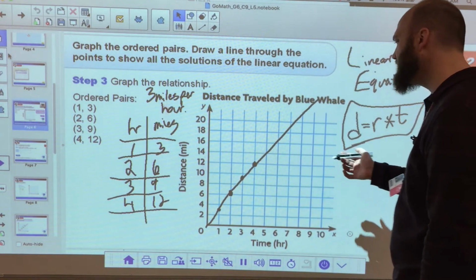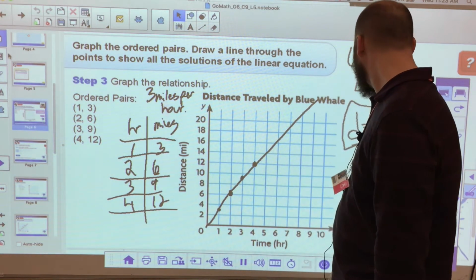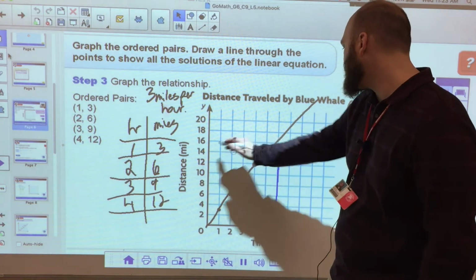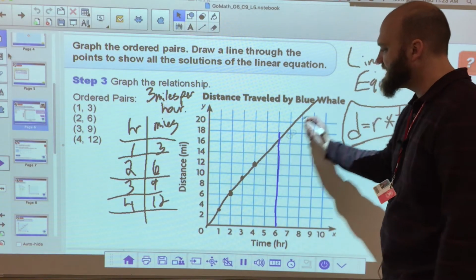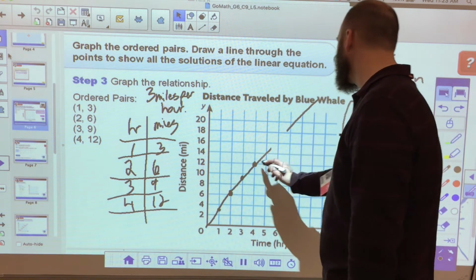And I can understand that if the whale is traveling for 6 hours, let's check our data here. I go, well, how far is it going to travel in 6 hours? And you come up and go right across. 6 would be closer to 18. And again, you can see I've sloped off a bit there, but the information is pretty solid.